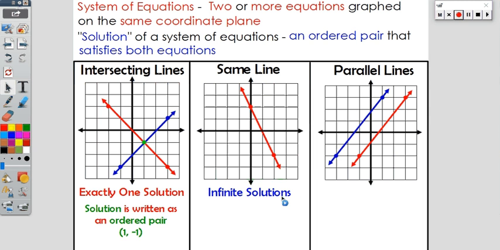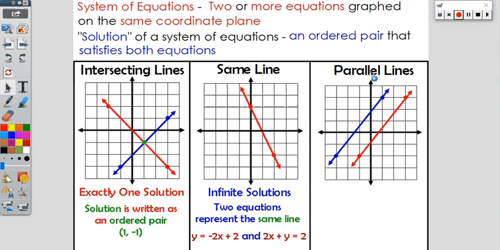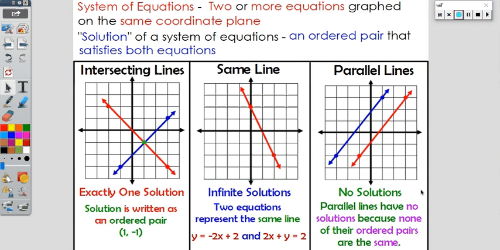That means you have infinite solutions. And you have infinite solutions because every single point in one line is also part of the other line. And finally, you might have two equations that represent parallel lines. Parallel lines have no solutions because none of their ordered pairs will ever be the same.